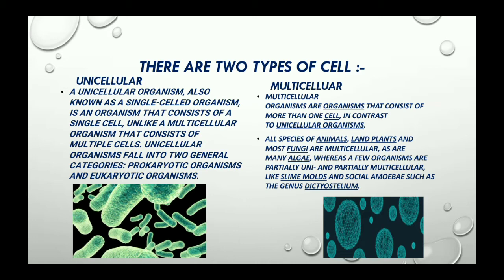Multicellular: multi means many and cellular means cell. From the name only you can tell. Multicellular organisms are organisms that consist of more than one cell, in contrast to unicellular organisms. All species of animals, land plants and most fungi are multicellular, as are many algae, whereas a few organisms are partially unicellular and partially multicellular, like slime molds and social amoebae.